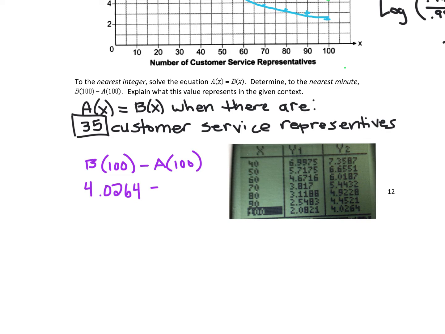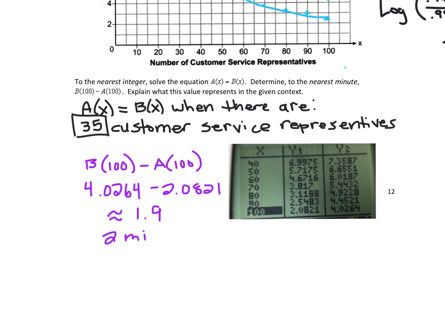We know that A of 100 would be right here, so it would be approximately 2.0821. And if we subtract those, that is, have you seen this symbol? This is approximately 1.9. But they want it to the nearest minute, so that would round to 2 minutes.